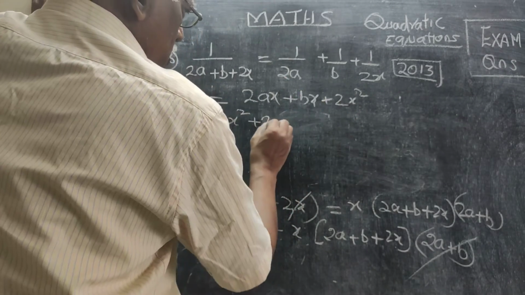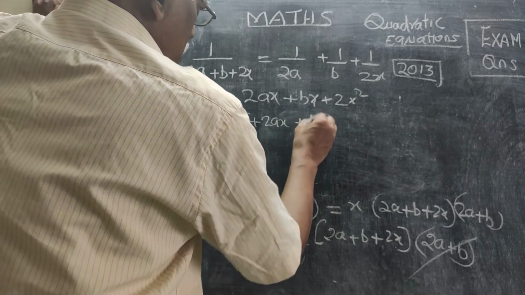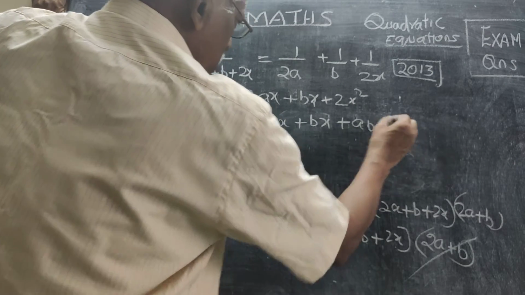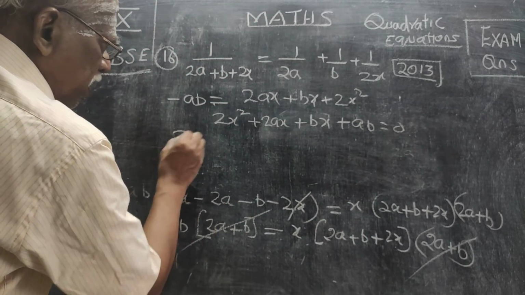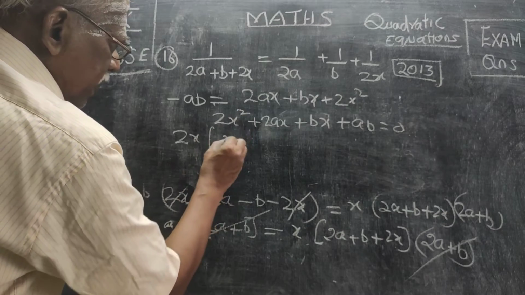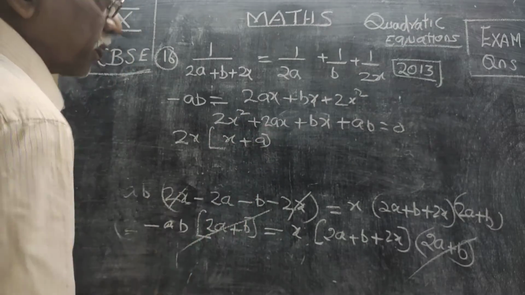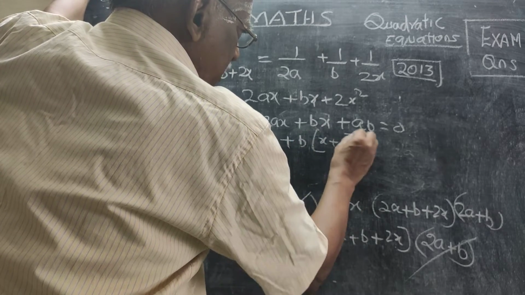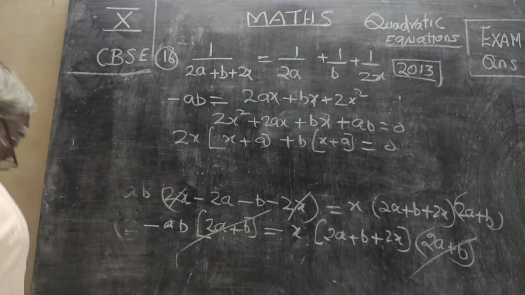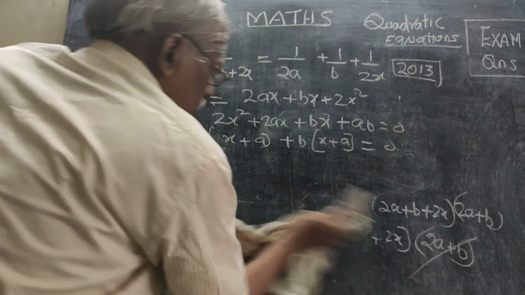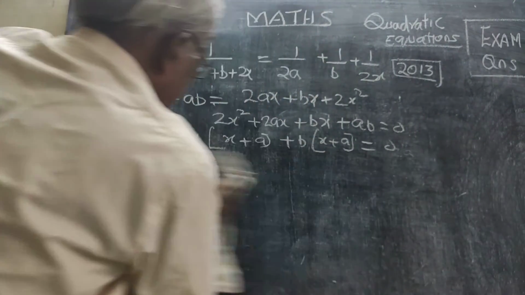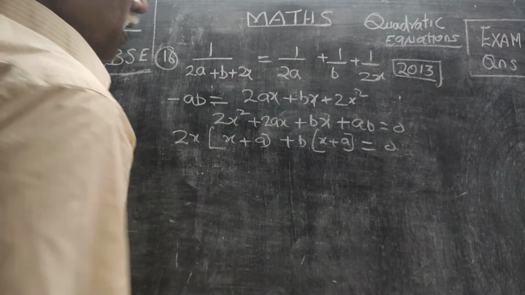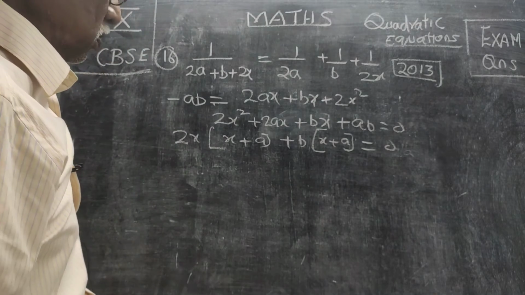So 2ax + bx, and the minus comes this side, therefore plus ab equal to 0. Out of these two, you can take 2x, so (x + a). Out of these two, I can take b, (x + a). So we are able to factorize it easily. So the hitch is in the first step. If you don't write the step that 1 by 2x here, then the problem will be a difficult one.